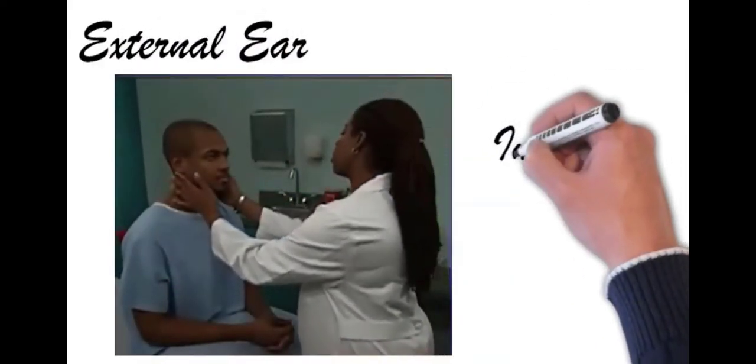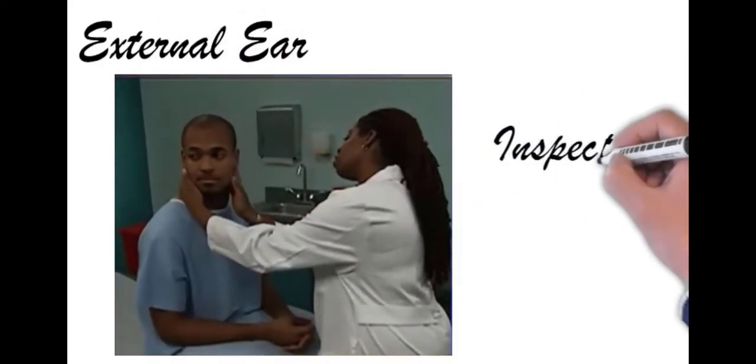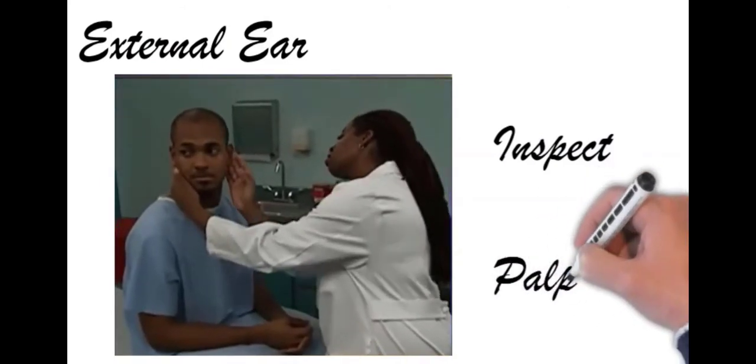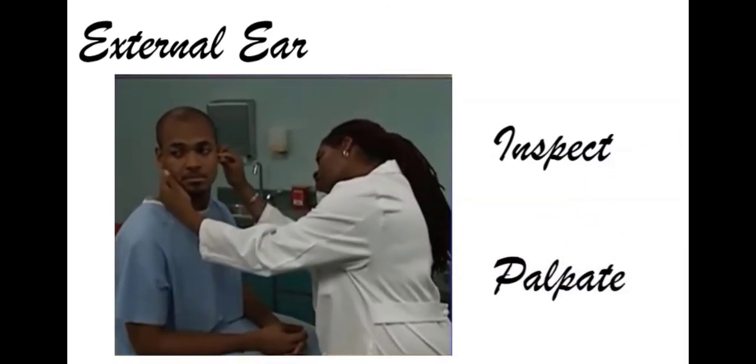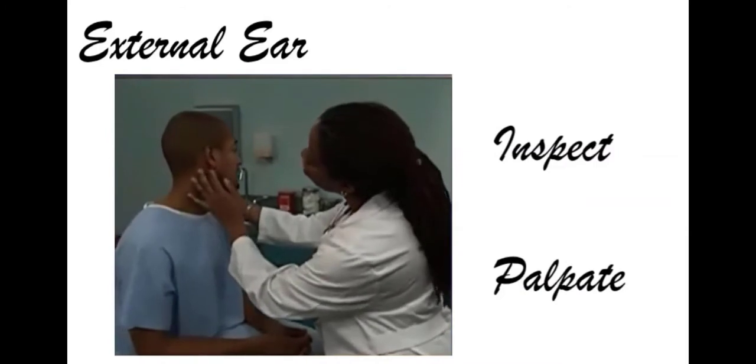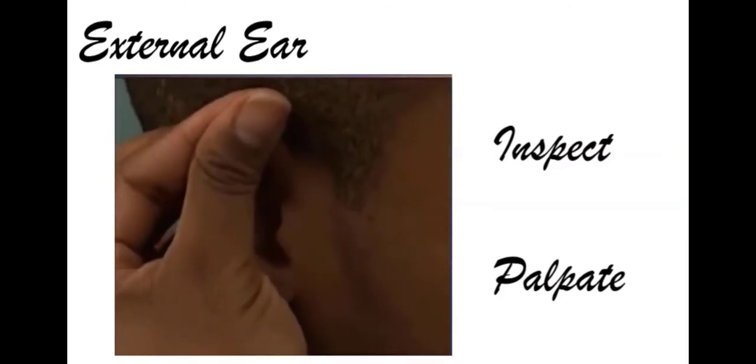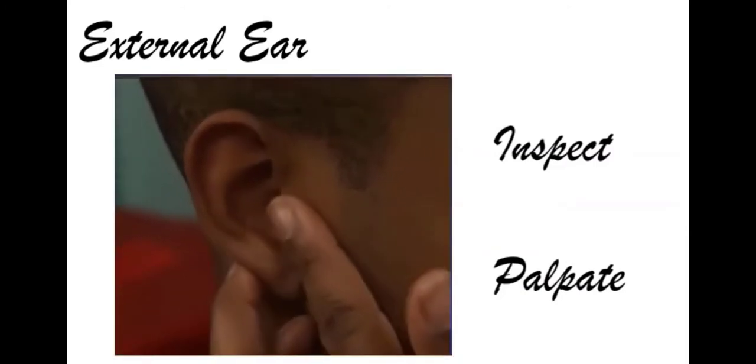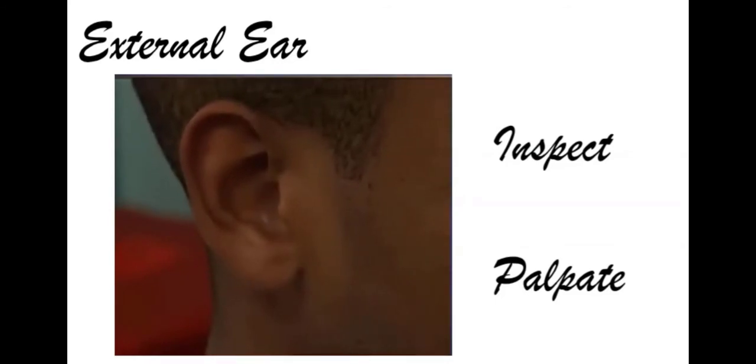Now we'll begin our objective assessment of the external ear. First, begin by inspection. Note the size and contour of the auricle. Look at the symmetry of the auricles to each other as well as the alignment with the eyes. Remember, in people that have Down syndrome, the auricles will be lower than the eye.